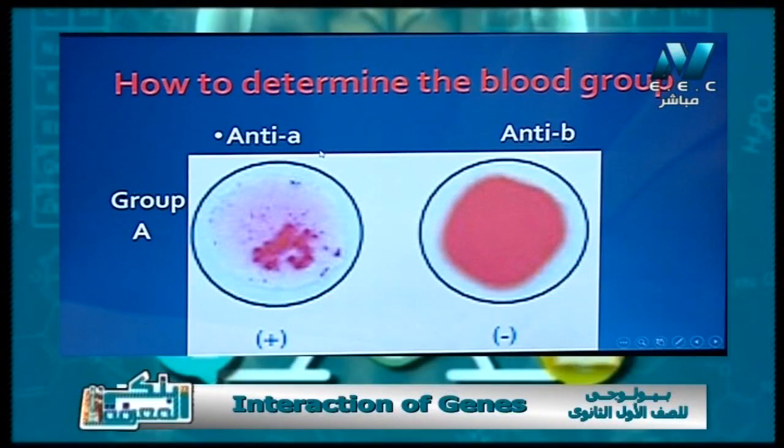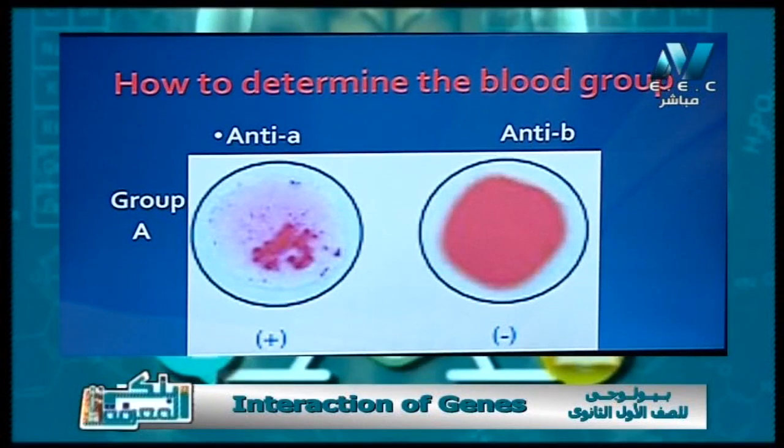Actually, my dear students, as you studied, the blood group is determined because of the presence of a certain gene that causes the appearance of antigens on the red blood cells, and these antigens are of many types, as we said last time. The blood group A produces antigens A, the blood group B produces antigens B, and the blood group AB produces antigens A and B, and the blood group O has no antigens at all on the red blood cells.